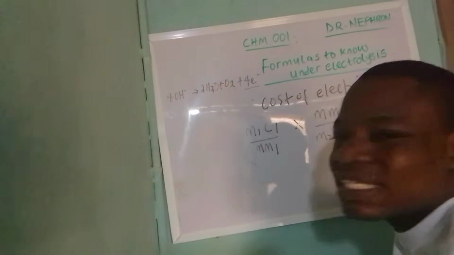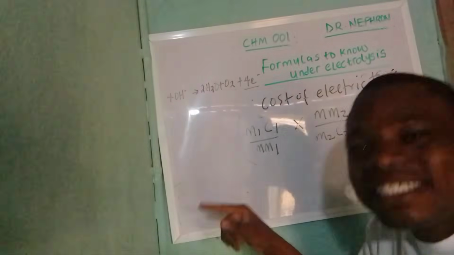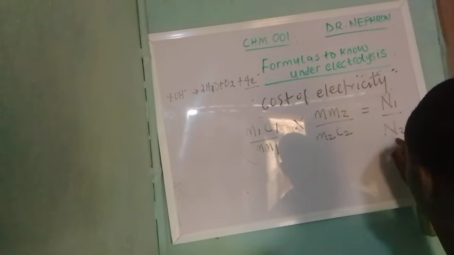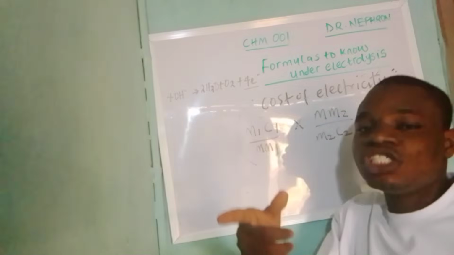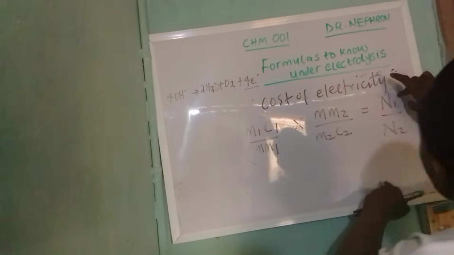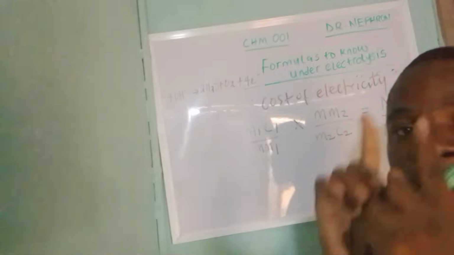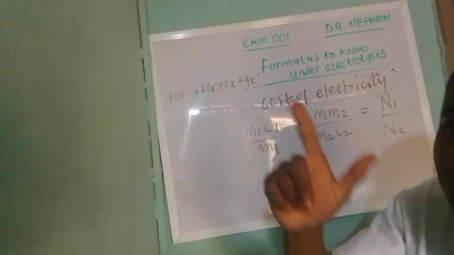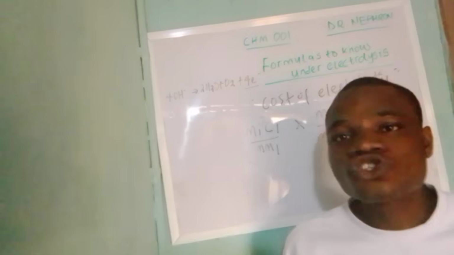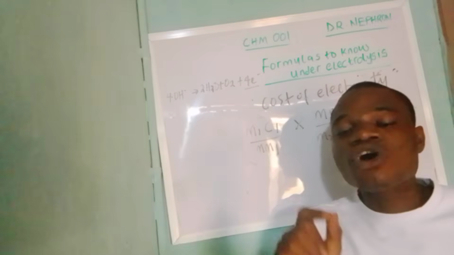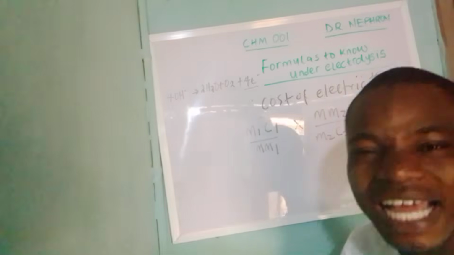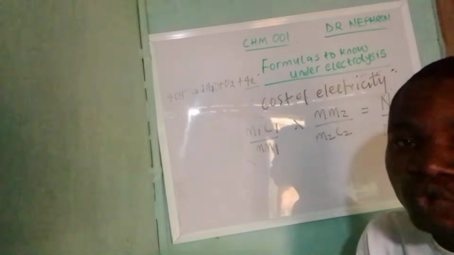So capital N1 means the cost of electricity required to deposit the first element, while capital N2 means the cost of electricity required to deposit the second element. JAMB can ask you for either capital N1 or capital N2, but note they will give you one of them. So it might be N1, it might be N2. Hope you are getting that. Capital N1 is the cost of electricity required to deposit the first element, while capital N2 is the cost of electricity required to deposit element 2.